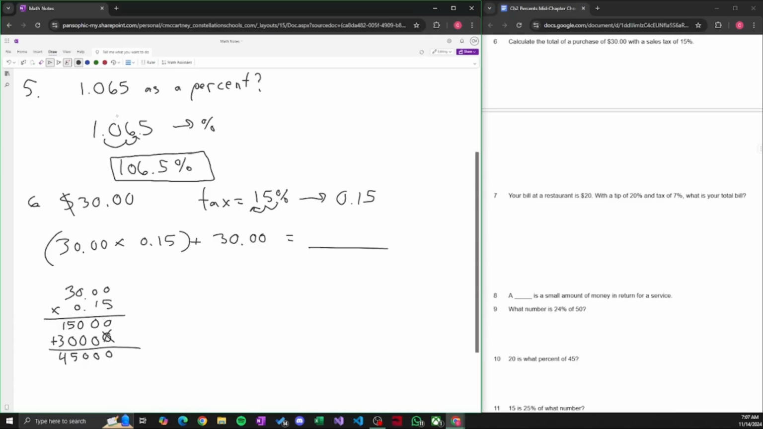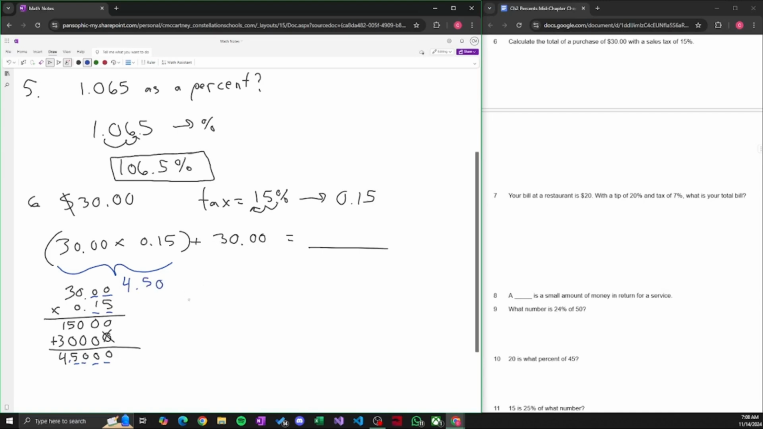Now, when we are doing decimal multiplication, we're going to count how many places are after the decimal. So here we have 2 in this first number. We also have 2 numbers after the decimal place in the second number. So the total number of decimal places is 4. That means our answer should have 4 places after the decimal. 1, 2, 3, 4. That's where our point should be. So the tax rate, this number is 4.50.